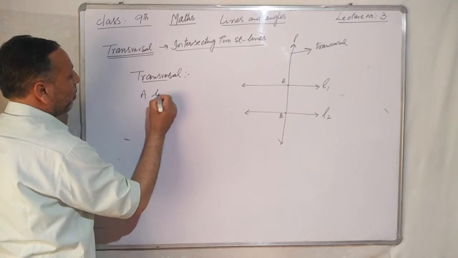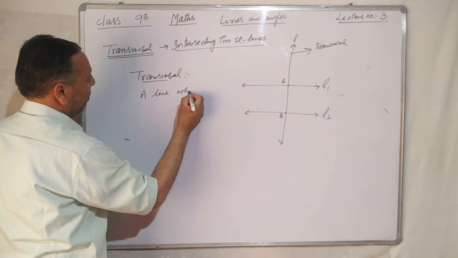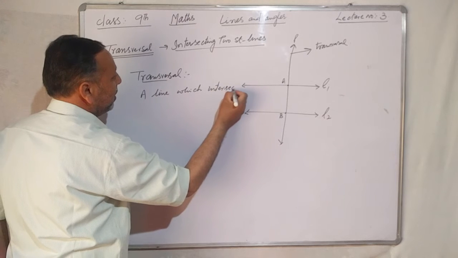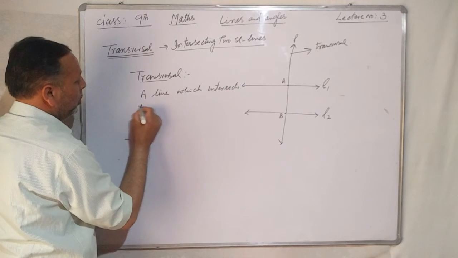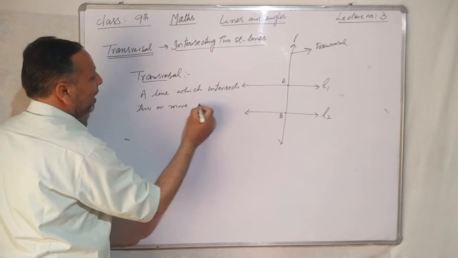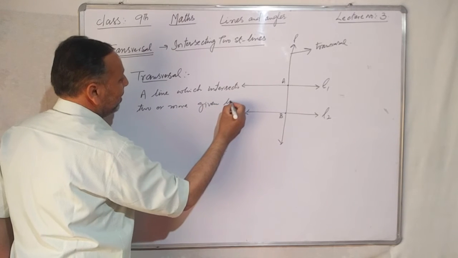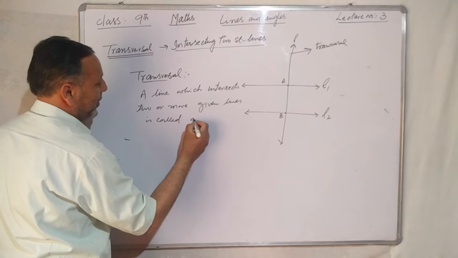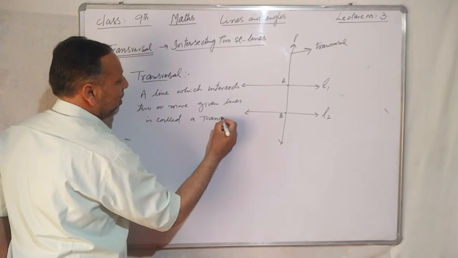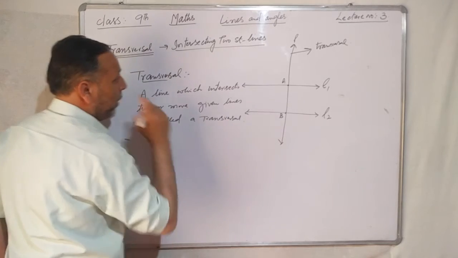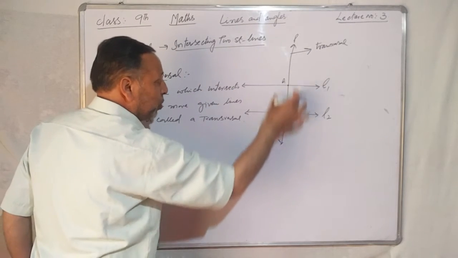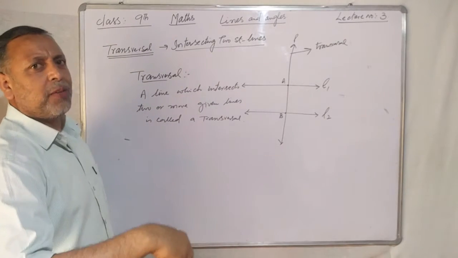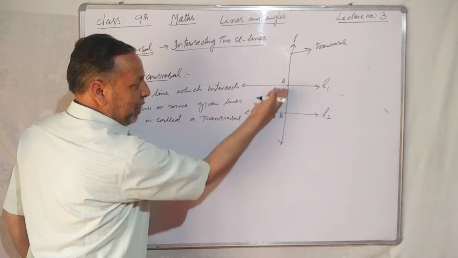So a line which intersects two or more given lines is called a transversal. Now, when a transversal intersects two lines, then two types of angles are formed: the exterior angles and the interior angles.